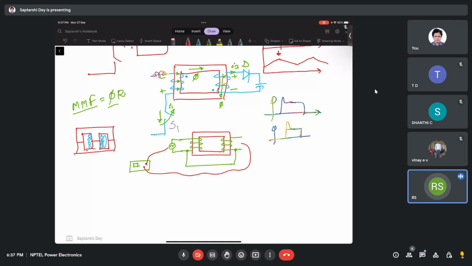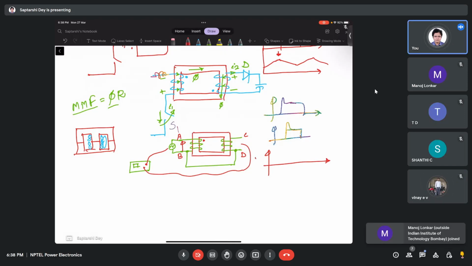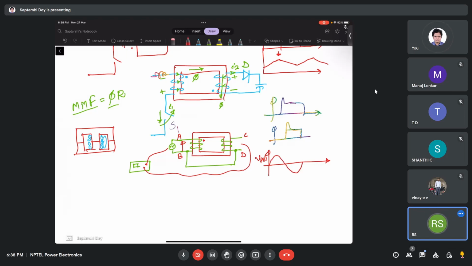Now the first step is that you put a dot somewhere in one winding. Say I put a dot here in the winding. Now whenever I am seeing the voltage, I am seeing the voltage with respect to this, that means point A with respect to point B, and point C with respect to point D. Now I have put the dot at point A. Now I see that voltage AB is this.